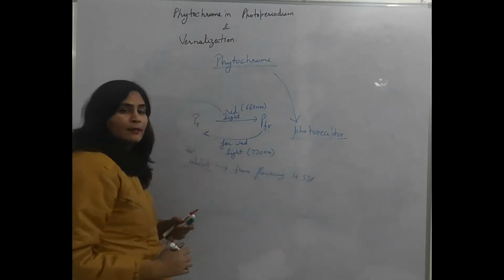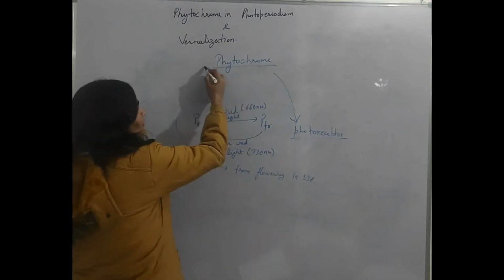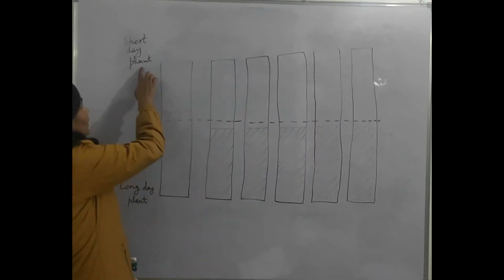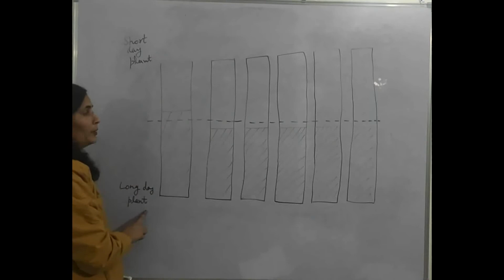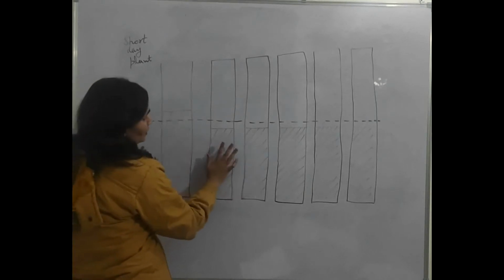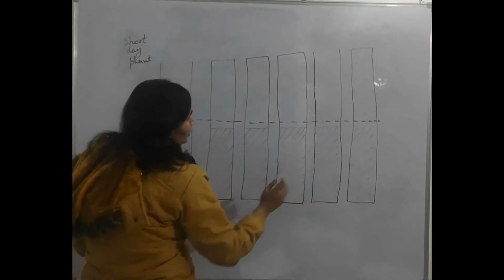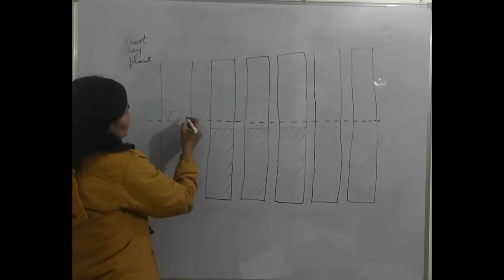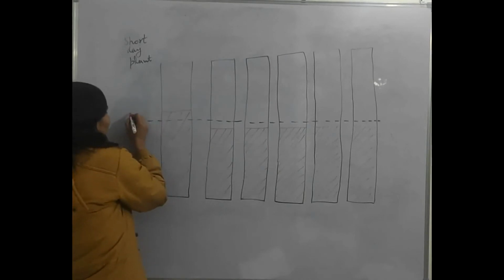Let's see some experiments with this phytochrome. Here are some experiments related to short day plants and long day plants. These are the light periods given to the plants. In the first condition, the light period is more than the critical dark period.